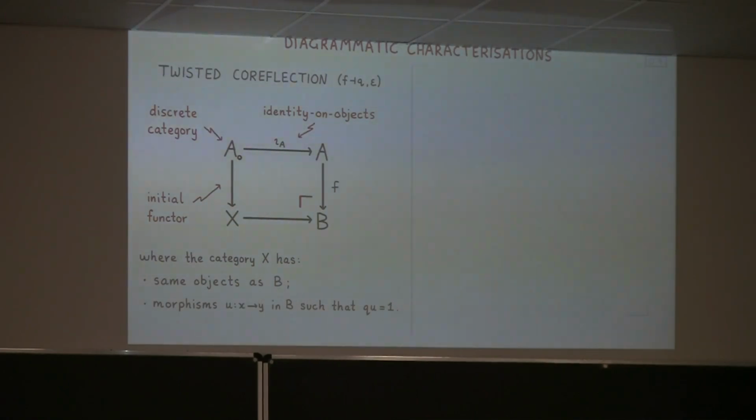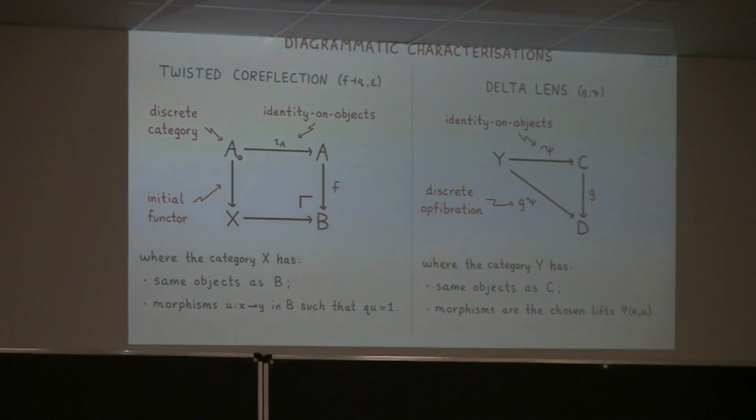And so this is how you characterize the twisted coreflections. And if we go the other way, if we start with a square like this, we can construct a canonical twisted coreflection structure on F. So these pushout squares of an initial functor from a discrete category along an identity objects functor are completely the same thing as these twisted coreflections. I found this quite amazing when I first figured it out. I managed to produce some very complex definitions of something just like pushout squares.